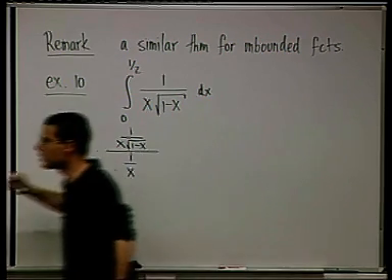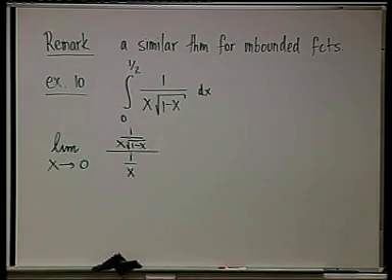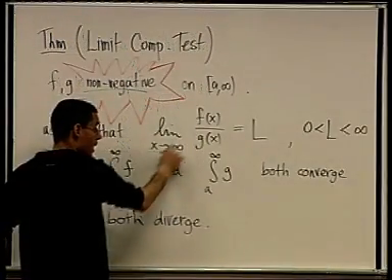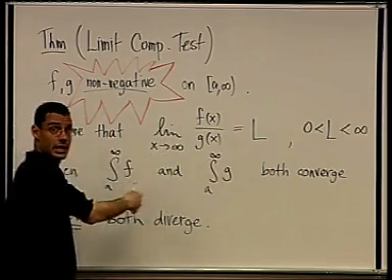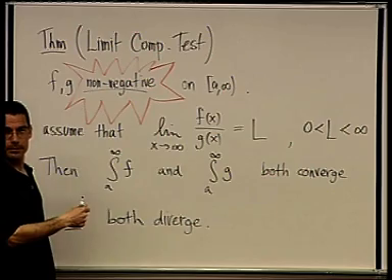Back to the theorem for a second. Where is it? The limit of the quotient of the functions, not when x goes to infinity, when x goes to the point where it's unbounded. That's the other version of this theorem. Good?